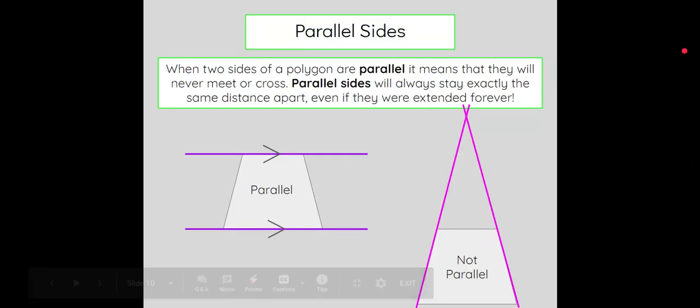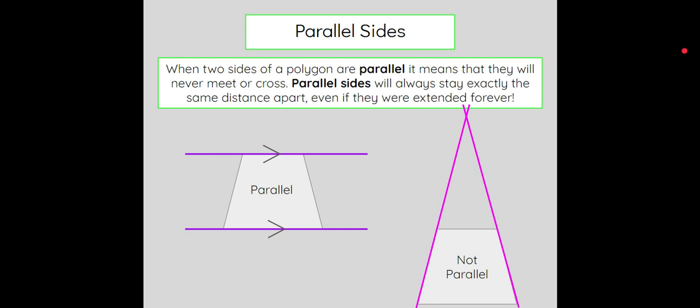Next vocabulary word is an important one, parallel sides. When two sides of a polygon are parallel, it means that they will never meet or cross. Parallel sides will always stay exactly the same distance apart, even if they were extended forever. So our shape here has two parallel sides.